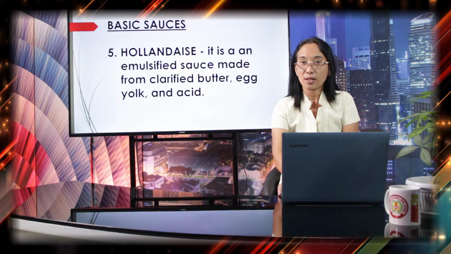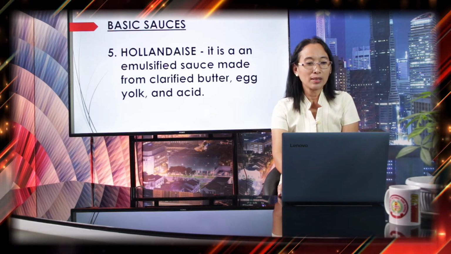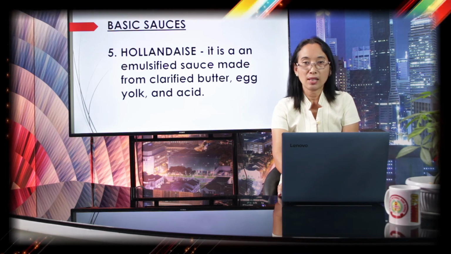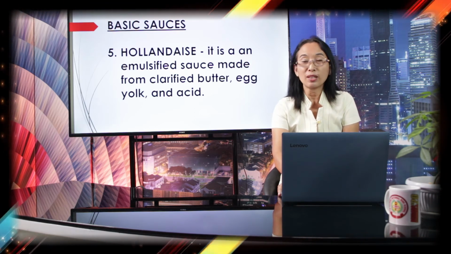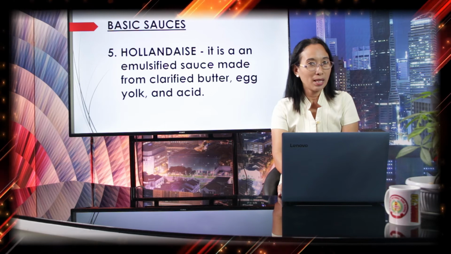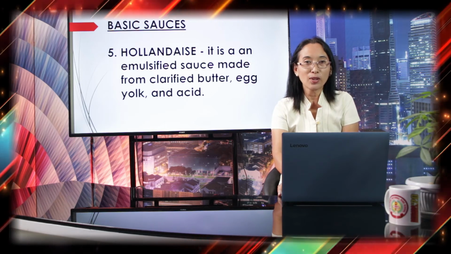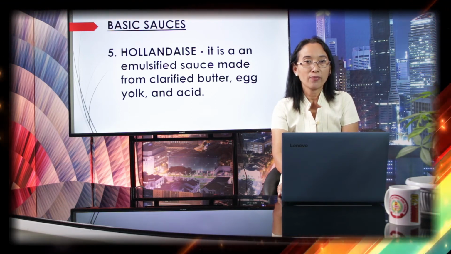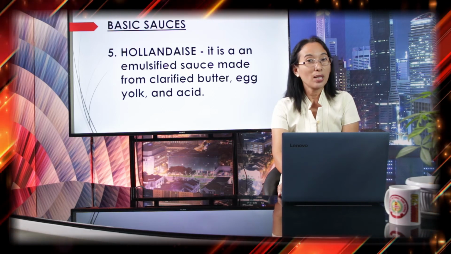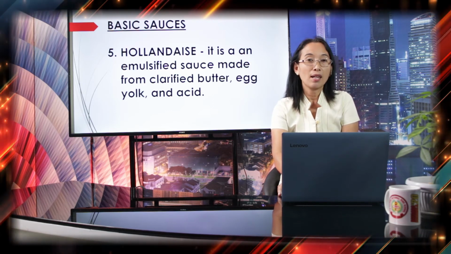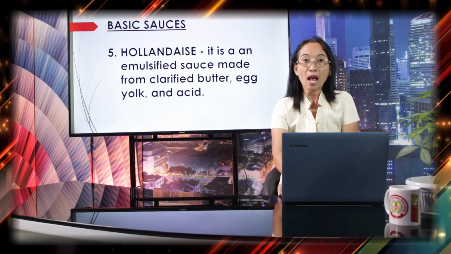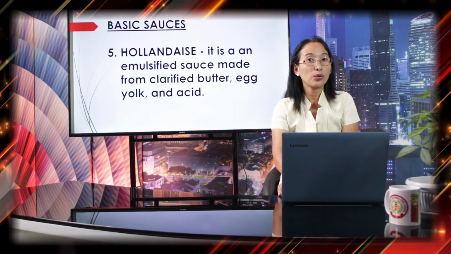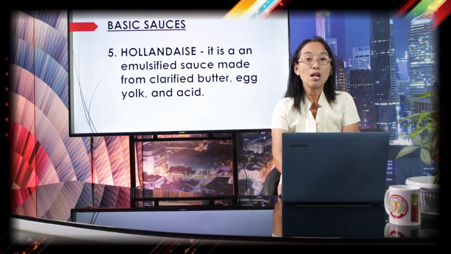Very good. The ingredients are clarified butter, egg yolk, and acid. Clarified butter is our liquid base, and the egg yolk is our thickening agent. For the acid, you can use vinegar and lemon juice. The acid helps coagulate the egg during the process in making a hollandaise.